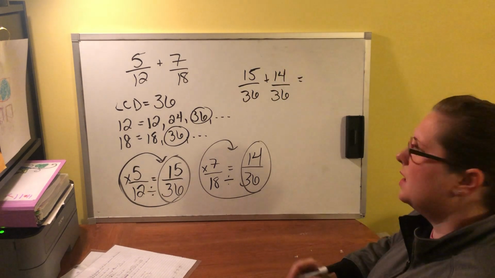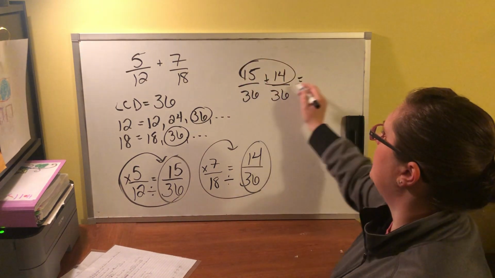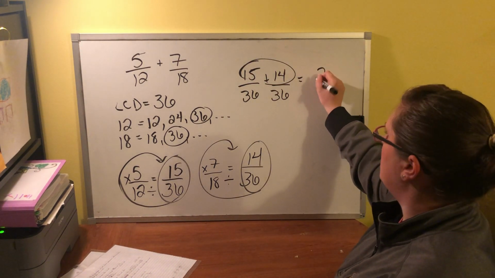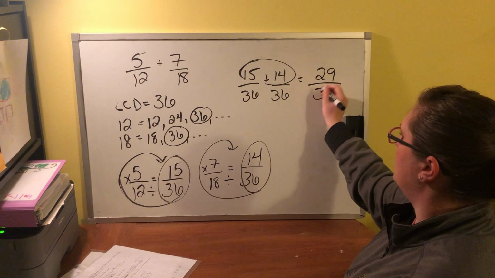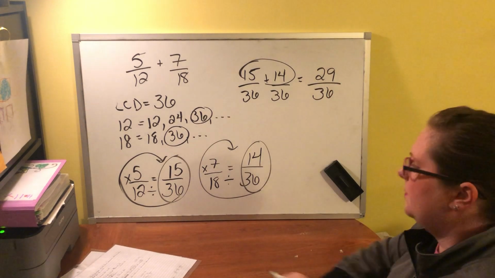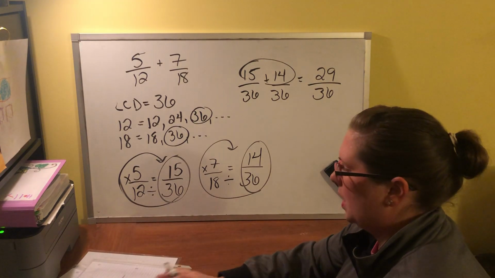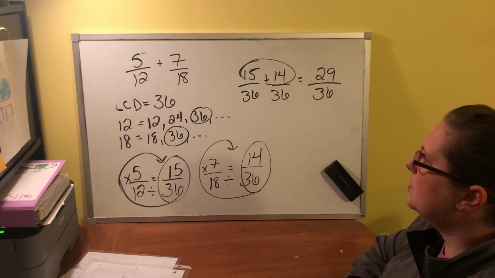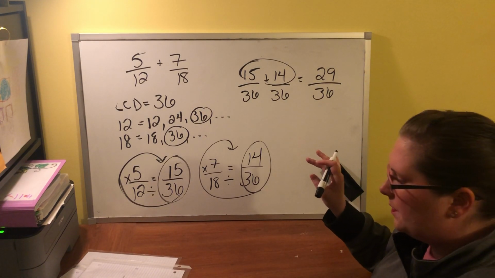They have the same denominator, so we can add the numerators together. So 15 plus 14 gives us 29, and it stays over 36. Look at your fraction, double check to see if you can reduce. We cannot, okay, we cannot reduce. So that's our final answer.